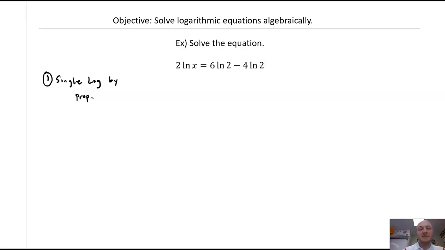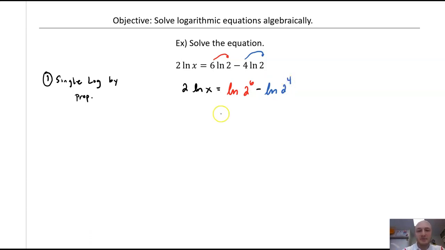So on the left side, I have 2 natural log of x, and on the right side, I have 6 times natural log of 2. Well, I'm going to go ahead and use the power property here. I'm going to bring that up. So I have the natural log of 2 to the power of 6 minus, and again, I'm going to use the power property. I'm going to bring that up. So this becomes the natural log of 2 to the power of 4.